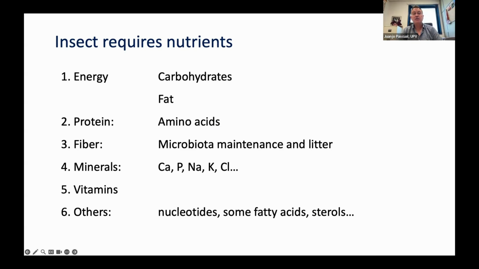We also need fiber, something very important, to maintain a symbiotic relationship with microbiota, which improves dietary utilization and promotes larval health. And in the case of mealworms, these fibers also often serve as bedding, as a litter, enabling larvae to move and grow properly. To optimize the growth, health and well-being of our larvae, we also need to provide them minerals, trace elements, vitamins, and other nutrients such as nucleotides, some essential fatty acids, steroids, etc.